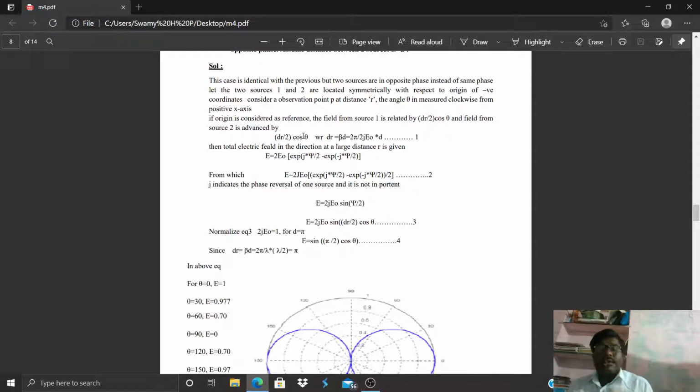In this case, if you want to calculate the total electric field intensity at a point P in space, which is at a constant distance r from the point sources, you have to calculate the total electric field intensity at point P. That will be the sum of the individual electric field intensities radiated by these two point sources. So how are you going to calculate this total electric field intensity at point P at a constant distance r for this situation?